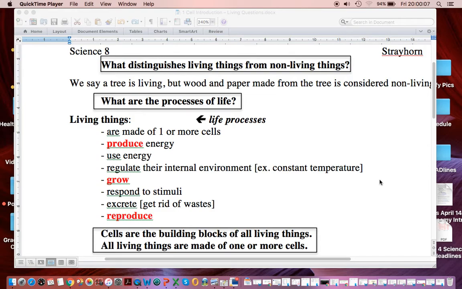Now, living things are made of at least one cell. In fact, most organisms on Earth are made of a single cell. They've got to be able to make energy. They've got to be able to use energy. They have to be able to regulate their internal environment. They have to be able to take things in, get rid of them, have to be able to grow, and have to be able to reproduce.